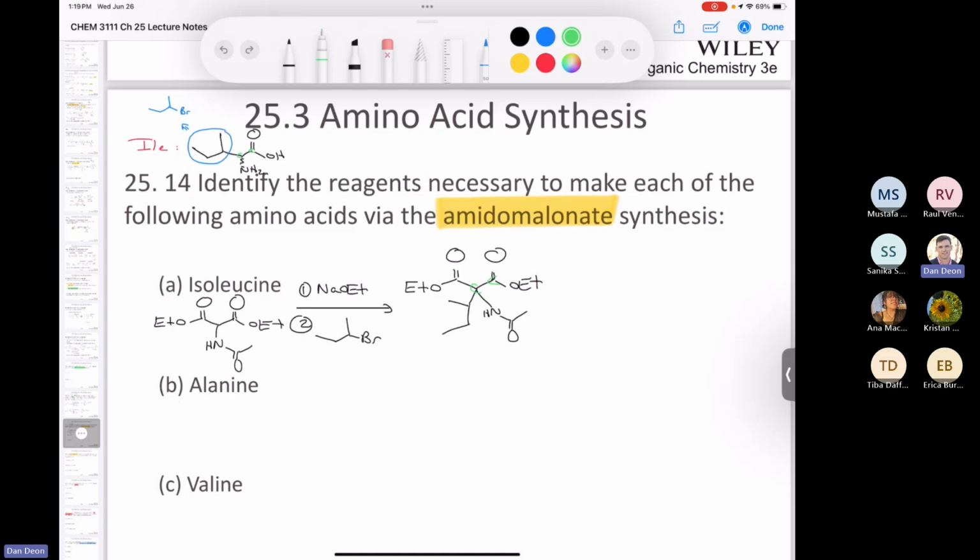So all we have to do in the end is take it, and we're going to heat it up with some aqueous acid, and we'll cook it up like that, and we end up with isoleucine. So we're going to end up with this. There we go, like that.